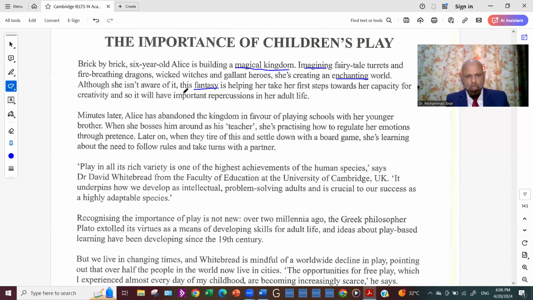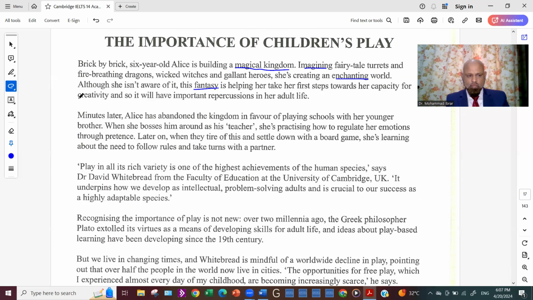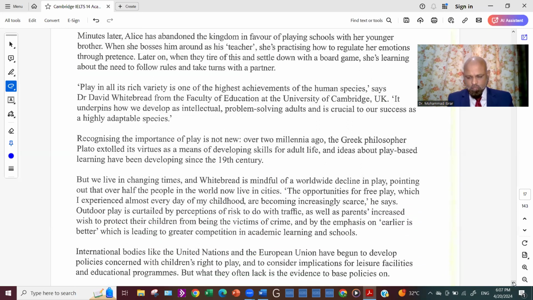So fantasy is helping her take a first step towards her. So fantasy is helping to improve the ability for creativity. So that's number one, creativity. Now, the second answer will be after this because it's in order. Now, let's go back to the question.